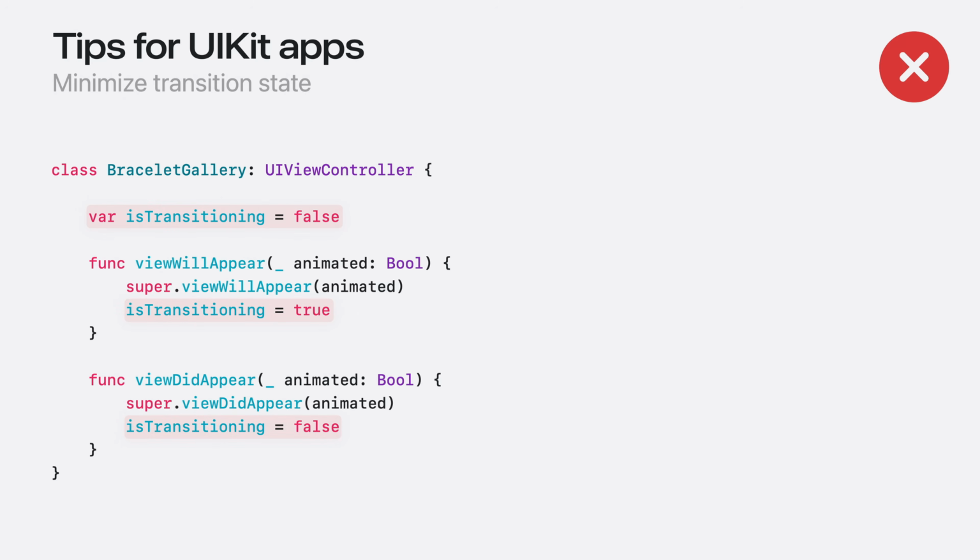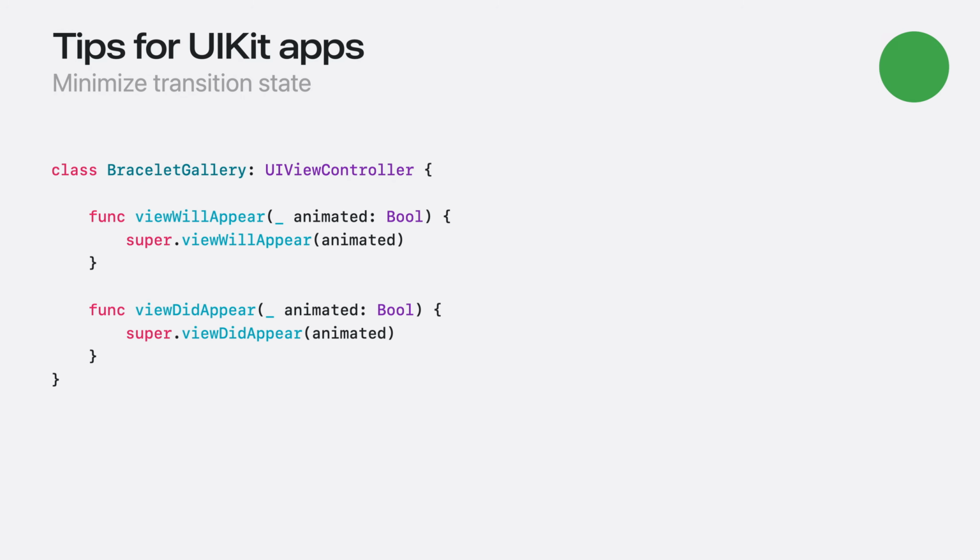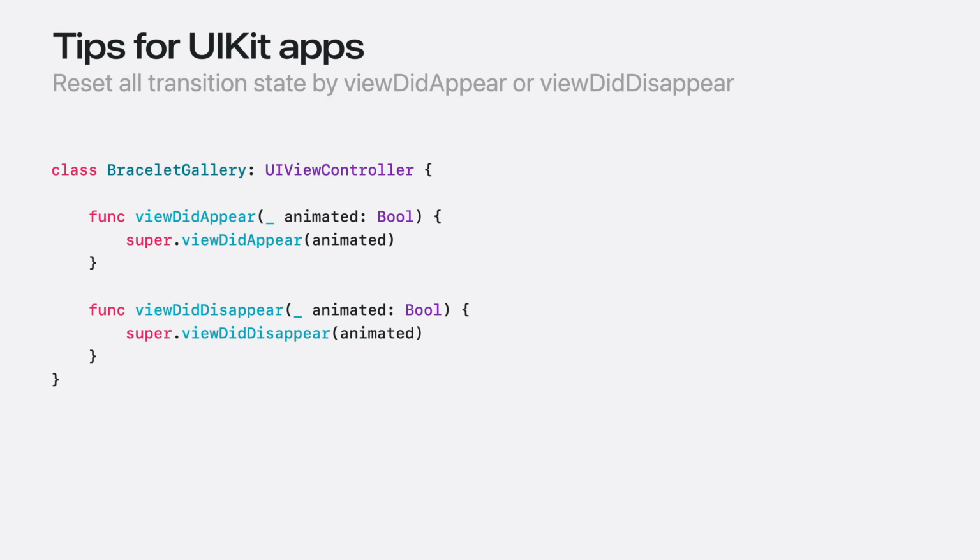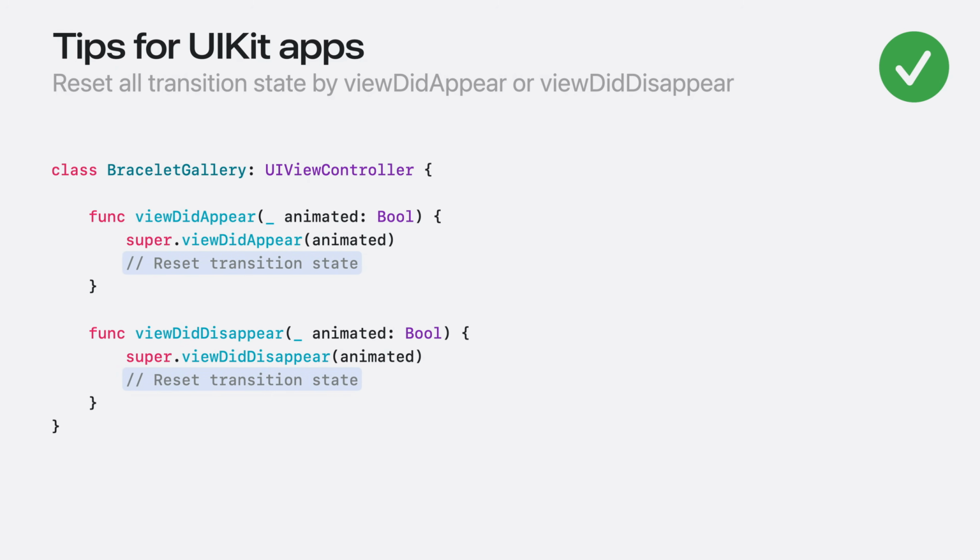Keep temporary transition state to a minimum. The less state you have, the less likely you are to make other code dependent on transition state, and it's one less thing to clean up. But if you do need to keep track of state during a transition, reset it by view did appear or view did disappear. These are guaranteed to be called at the end of the transition. If you're using the navigation controller delegate methods will and did show view controller, the same is true for those as well. And finally, incorporate SwiftUI into your app. Being more functional than imperative, SwiftUI is generally better equipped to handle a continuously changing world.